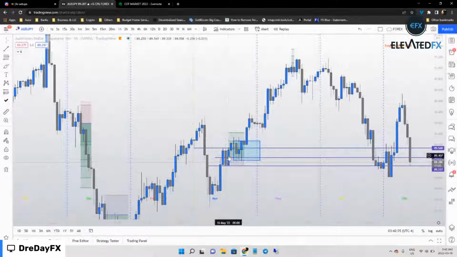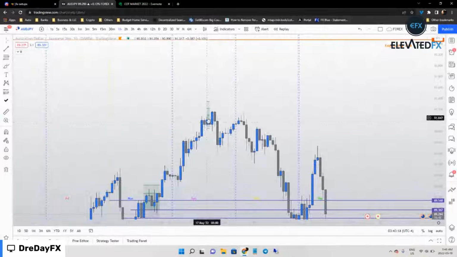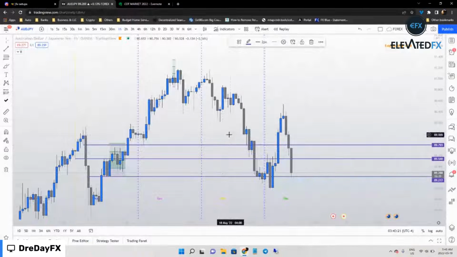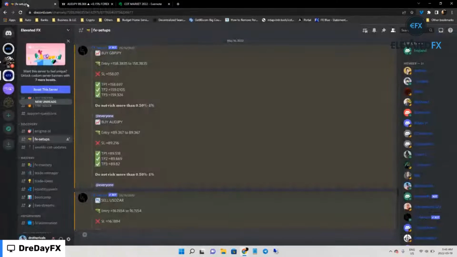So this first setup here, with TP1, so it was ranging here and then smashed TP3. Okay, so that's a winner. You have this one, smashed TP1, almost TP2, but that's still a winner. And if we look overall in the market, AUDJPY was moving really good.